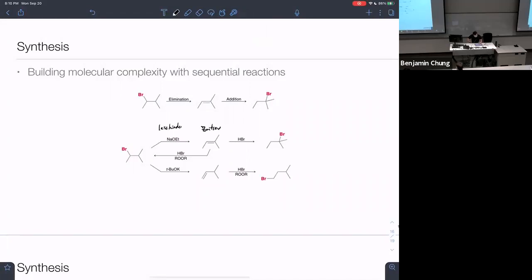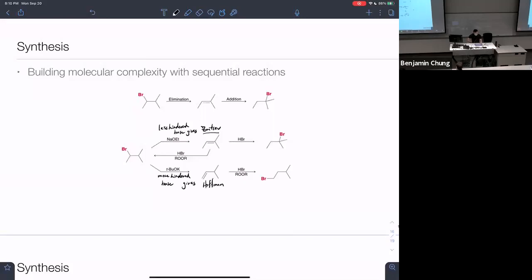Less hindered base gives the Zaitsev product. Or we can use a more hindered base to give the Hoffman product.